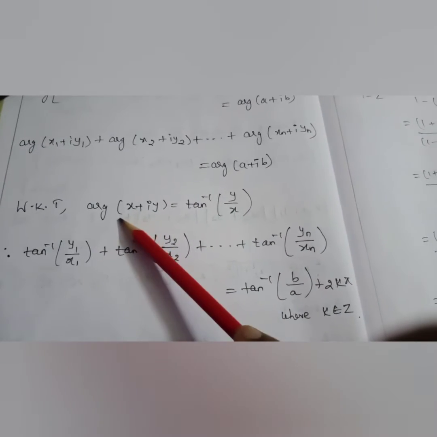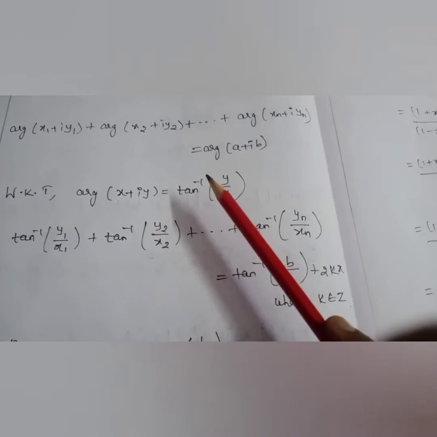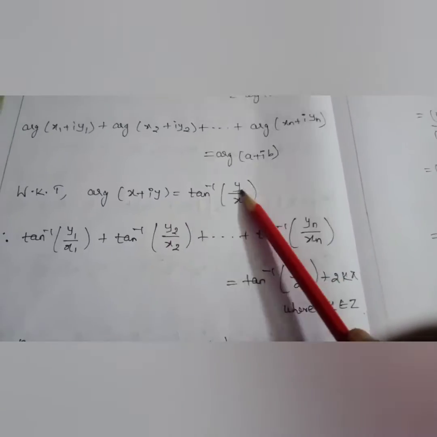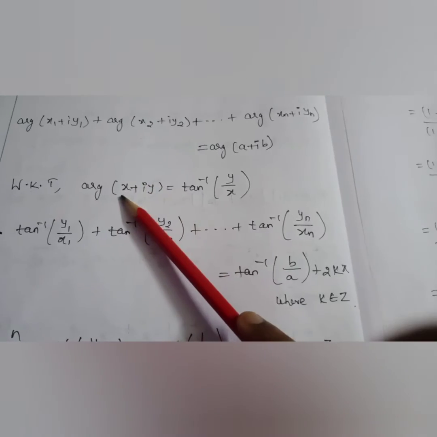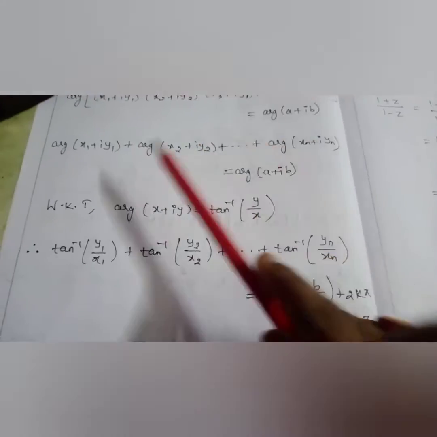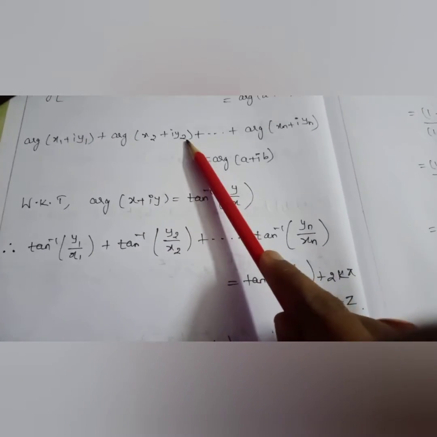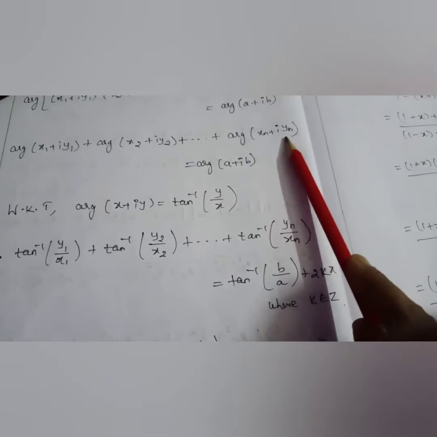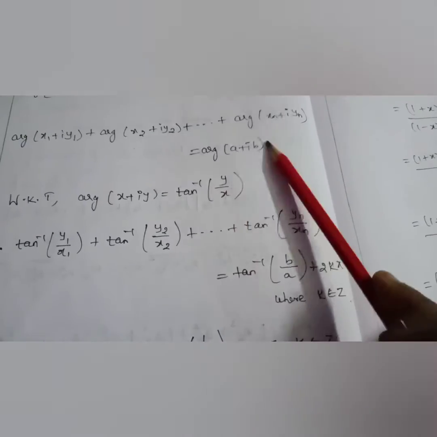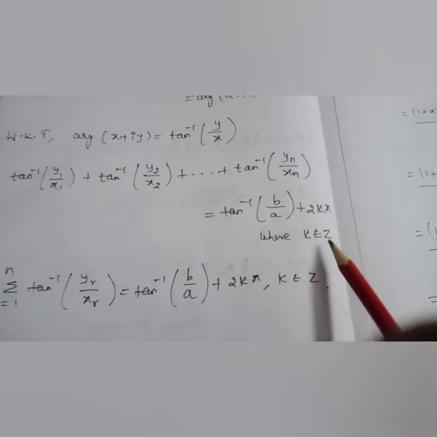Now there is another property. When you apply argument to a complex number, argument of x plus iy can be written as tan inverse of y by x, that is tan inverse of the imaginary part divided by the real part. So I will apply that to each and every term over here. So this will become tan inverse of y1 by x1, this will become tan inverse of y2 by x2, etc., up to tan inverse of yn by xn is equal to tan inverse of b by a plus the general argument, which is 2k pi where k belongs to Z.